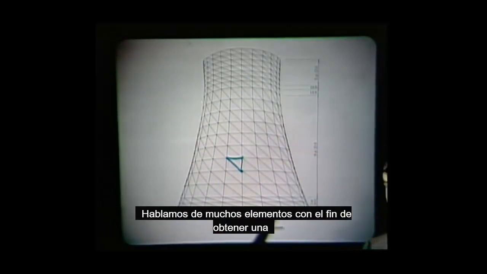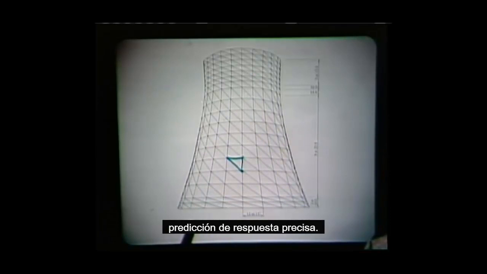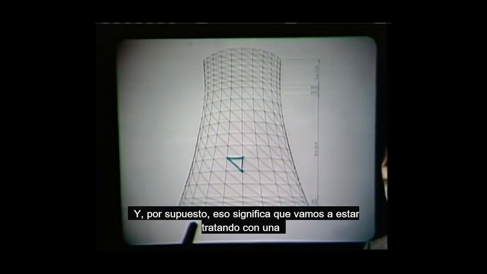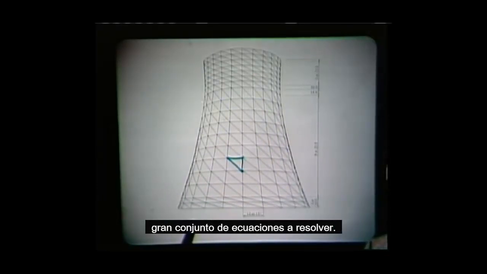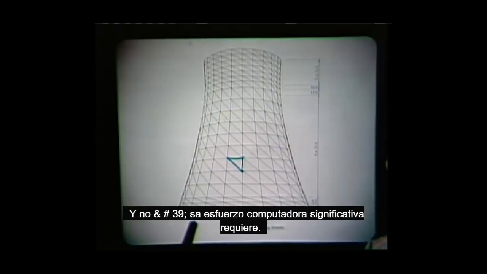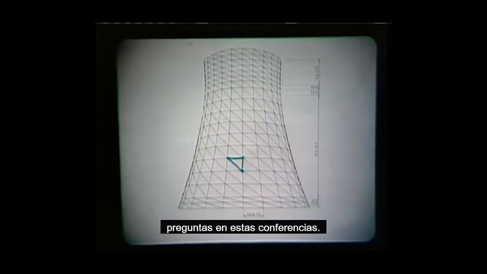We talk about very many elements in order to obtain an accurate response prediction, and of course that means that we will be dealing with a large set of equations to be solved, and there's a significant computer effort required. I will be addressing all of these questions in these lectures.